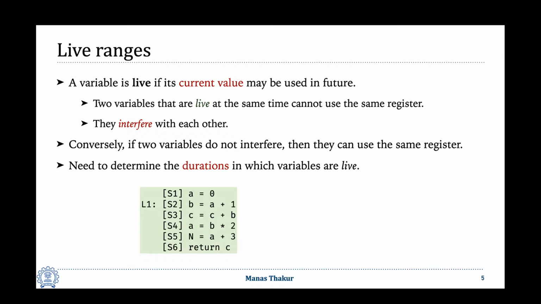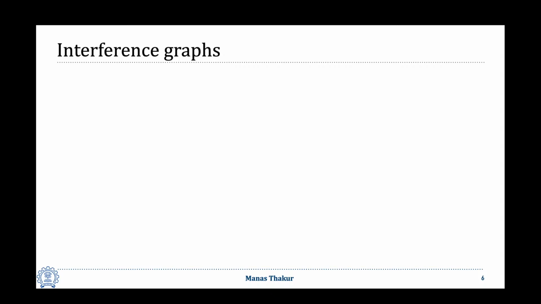So here you can say A is live in the range S1, S2, and then in the range S4, S5. What about B? S2 to S4, after S4 it's not live. And C? S3 to S6, right? So I have determined the live ranges of all the variables like this, based on in and out sets that you know how to compute from liveness analysis, right? Now let's draw a graph.